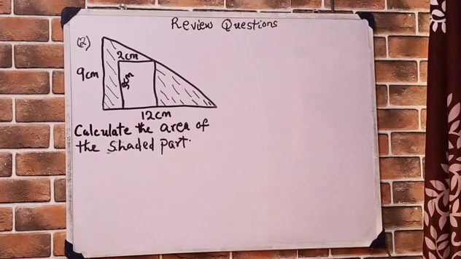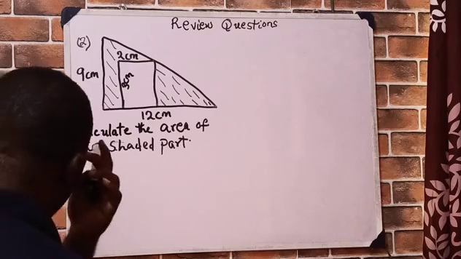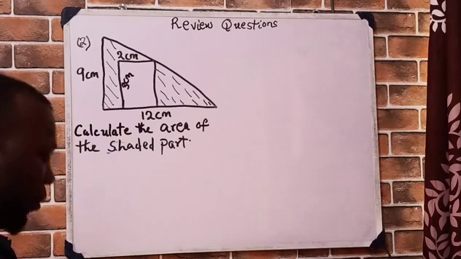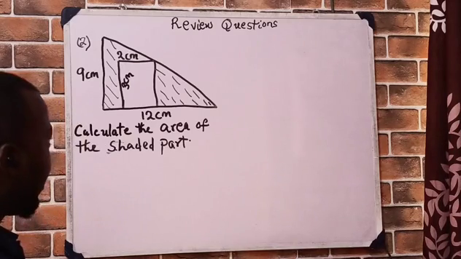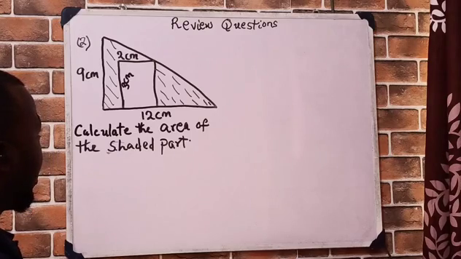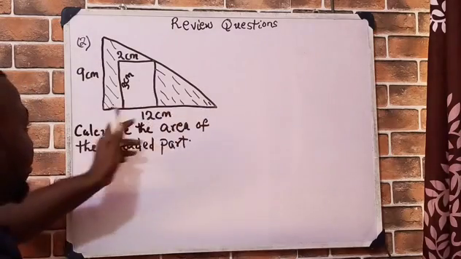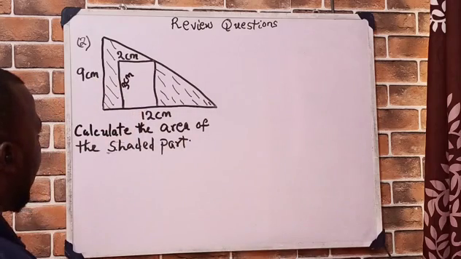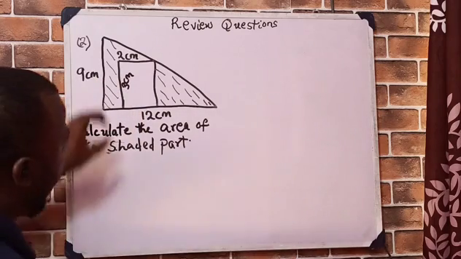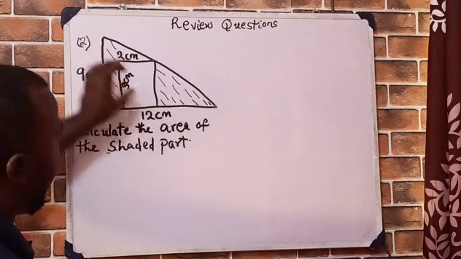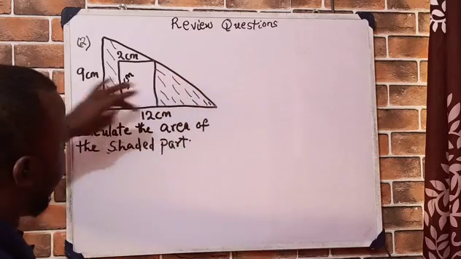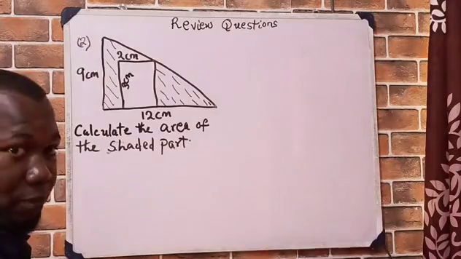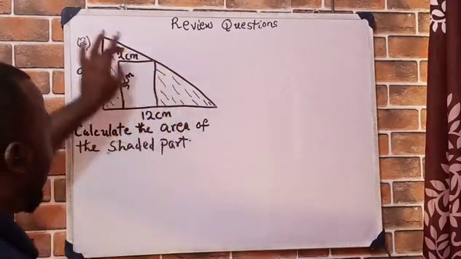Okay, this is another figure that we have with us. We're asked to get the area of the shaded part. If we critically look at this figure that we have, we'll see that we have a triangle and then a rectangle. And if we're then to get the area of this shaded part, that means we'll have to get the area of the triangle and then subtract the area of the rectangle from it to be able to get the area of the shaded part.